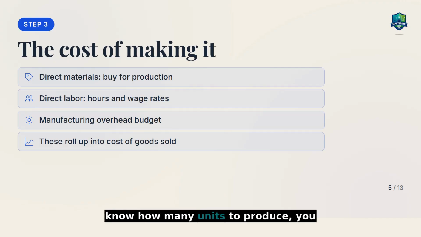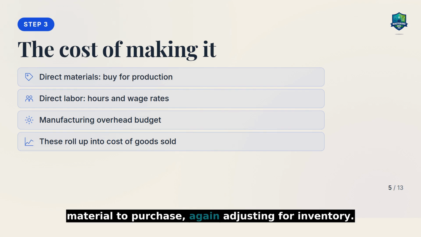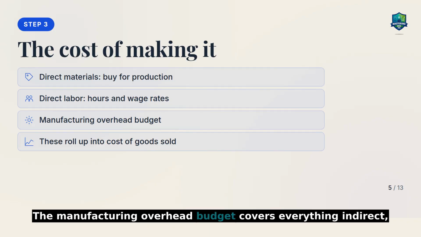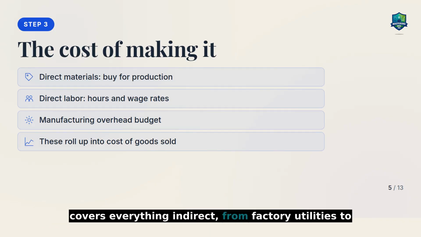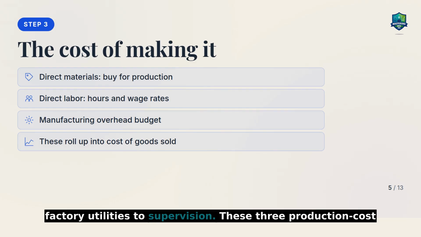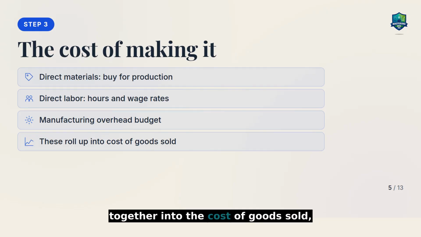Once you know how many units to produce, you can budget what it costs to produce them. The direct materials budget figures out how much material to purchase, again adjusting for inventory. The direct labor budget estimates the hours needed and the wage rate. The manufacturing overhead budget covers everything indirect, from factory utilities to supervision. These three production cost budgets then roll together into the cost of goods sold, the big expense line on the income statement we are heading toward.